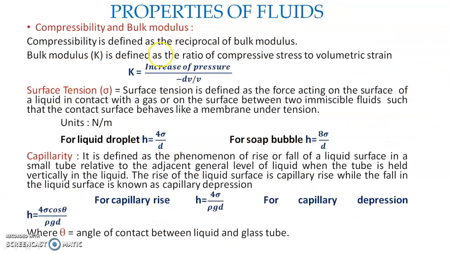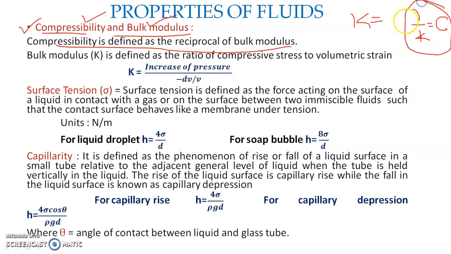Next, properties of fluids. Another property: compressibility and bulk modulus. Compressibility is defined as the reciprocal of the bulk modulus. The bulk modulus is called K. So 1 by K is called the reciprocal of K, and 1 by K is equal to compressibility. This is the simple equation: the reciprocal of bulk modulus is called compressibility.